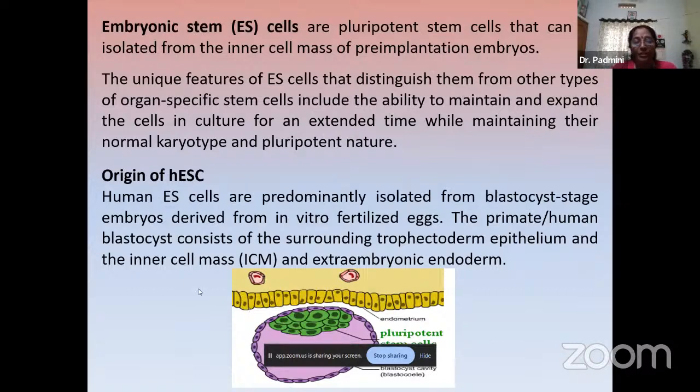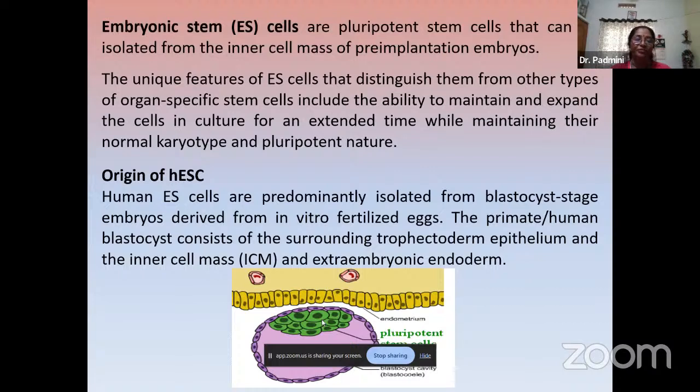So coming to embryonic stem cells, as we said, these are the pluripotent stem cells, which can be isolated from the inner cell mass. If you can see in this picture, the inner cell mass. The unique feature of these ES cells that distinguishes them from other types of organ-specific stem cells is the ability to maintain and expand the cells in culture for an extended time, while maintaining their normal karyotype and pluripotent nature. So they are able to maintain the normal karyotype, and also the nature of pluripotency, that is developing into various different kinds of cells.